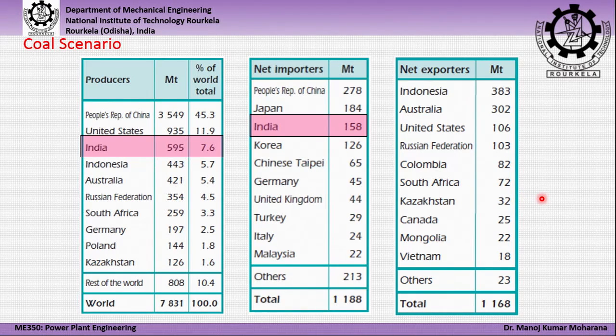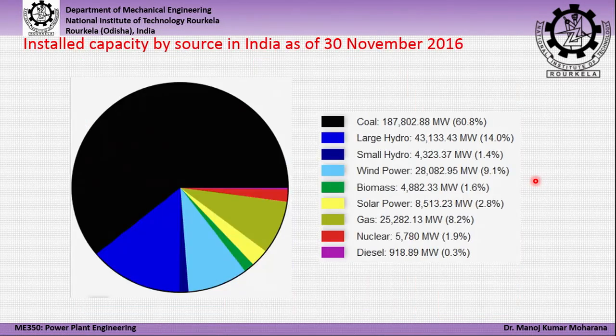This slide shows the importance of thermal power plants for a country like India. That is why we are going to study this subject, thermal power plant engineering, in detail. This shows the installed capacity by source in India as of 30 November 2006. Here it can be seen we obtain our energy requirement from coal, which is more than 60%, whereas other sources like hydro energy are around 15%, wind power around 9%, solar power only around 3%, and nuclear is very small, around 2% only.